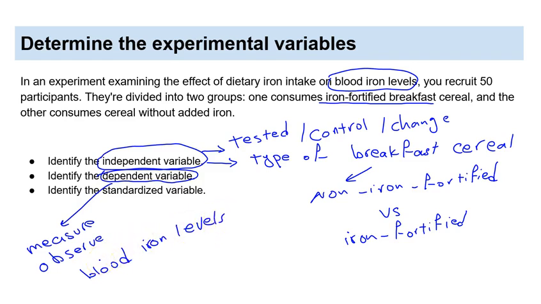For the standardized variable, it actually includes factors such as the amount of cereal consumed, the duration of the study, the participants' age and gender, their overall diet, the physical activity levels, and any other factors that could influence blood iron levels. And we have to make sure to keep them the same during our study.